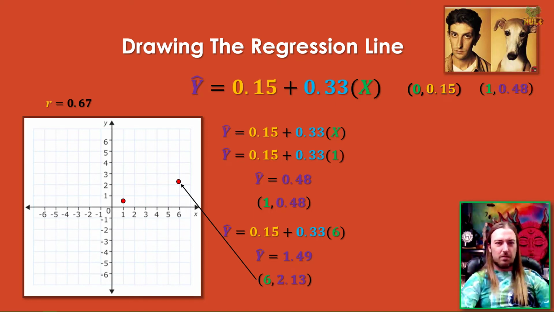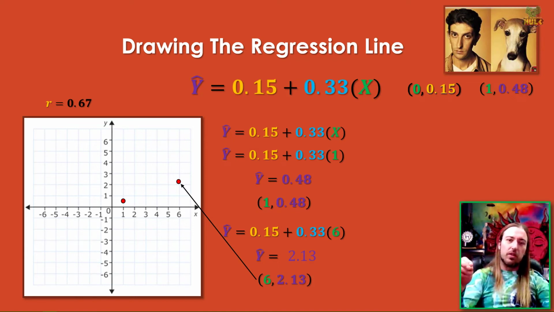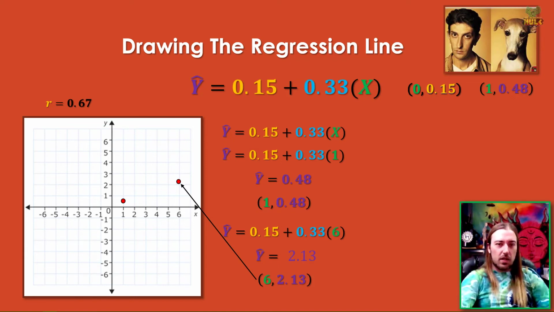2.13, shouldn't that say 1.49? Hold on, the answer should be 2.13, not 1.49. Apologies there, I'll fix that so you probably won't even see one. So 6 and 2.13, apologies. Those 2 points are on the line. We just solved for them, right? So we know that they're on the line. So now we can draw the line, because all you need is the 2 points. So grab your ruler, slap it down between the points, and draw your regression line.